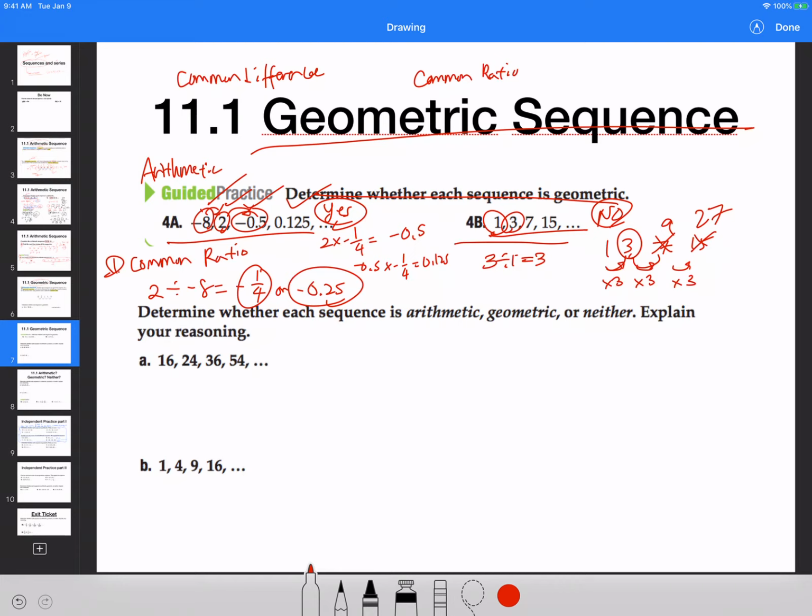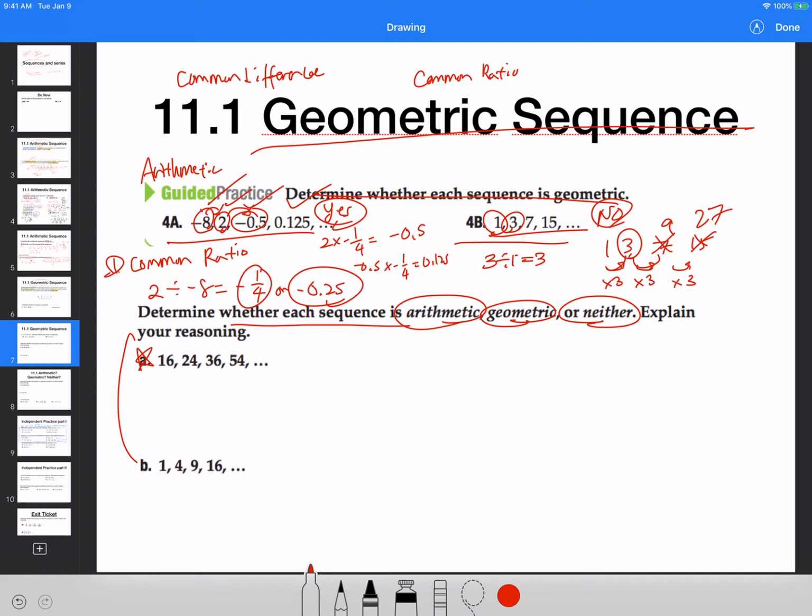Okay, so for these two questions, I would like you to determine whether each sequence is arithmetic, geometric, or neither. Now, because we have explored the different concepts of arithmetic and geometric, what I would like you to do is set up any reasoning for whether it's going to be arithmetic, geometric, or neither. So let me share with you guys how to do part A, and I would like you guys to work on part B.